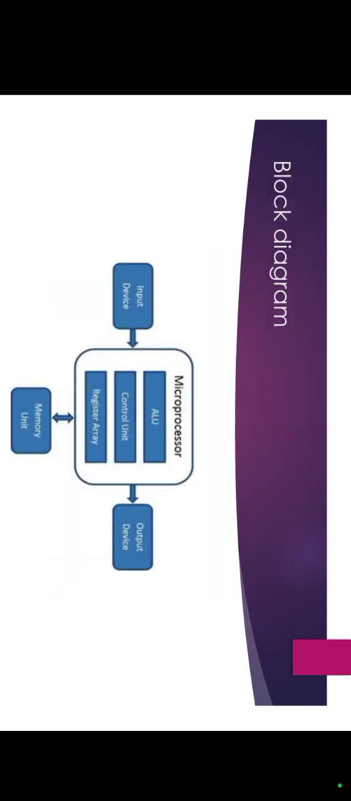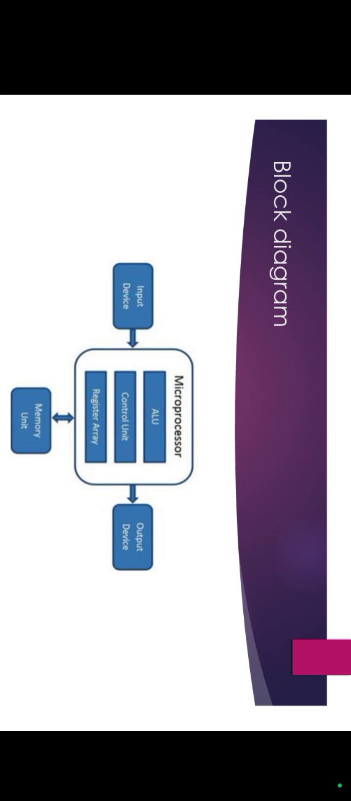Now I'm giving you some types of microprocessor which are not mentioned here: CISC, which has a complex instruction set computer, and RISC, the reduced instruction set computer, digital signal processor, and coprocessor.